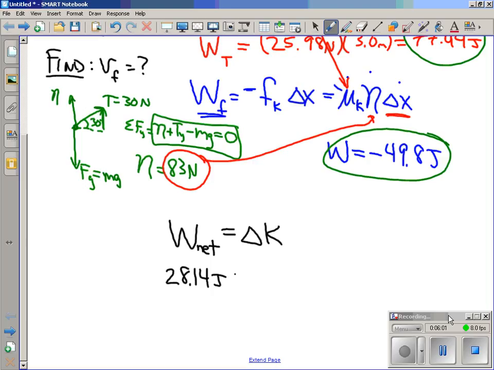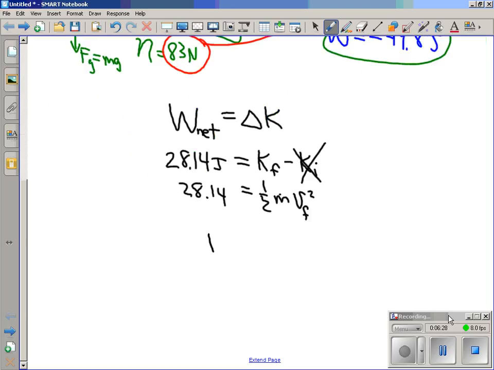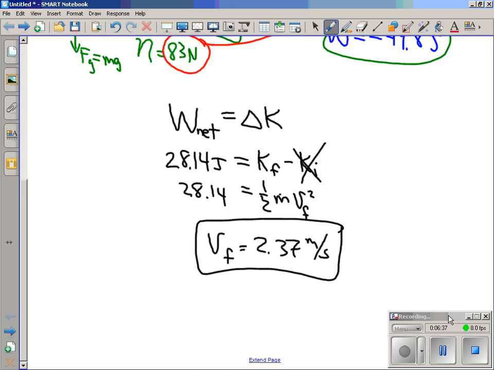And so that equals kinetic final, subtract kinetic initial. Kinetic initial was 0. So this really all equals 1/2 mass times final velocity squared. So all of that equals 28.14 joules. We know that mass equals the 10 kilograms that was given. So you can solve for final velocity and get 2.37, or 2.4 to 2 sig digs, meters per second for your answer there. So this is taking advantage of the work-kinetic energy theorem.